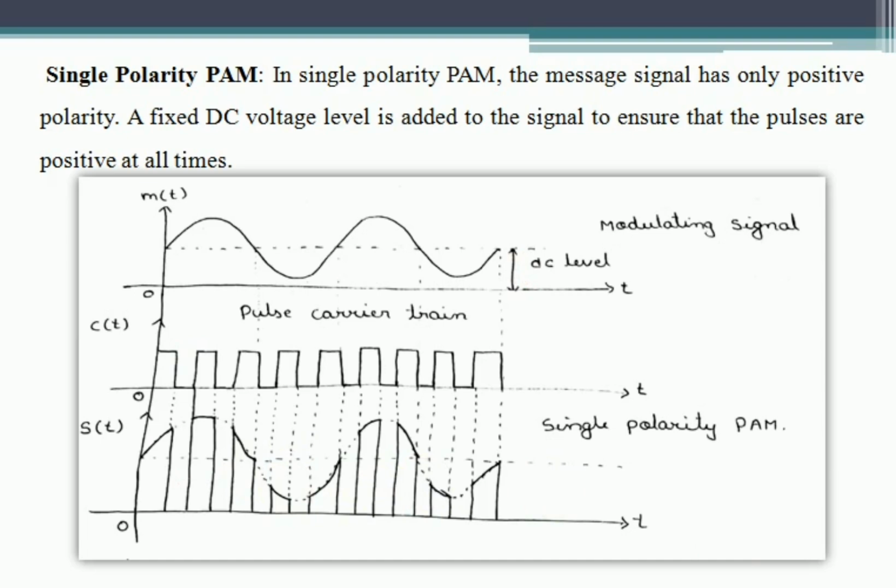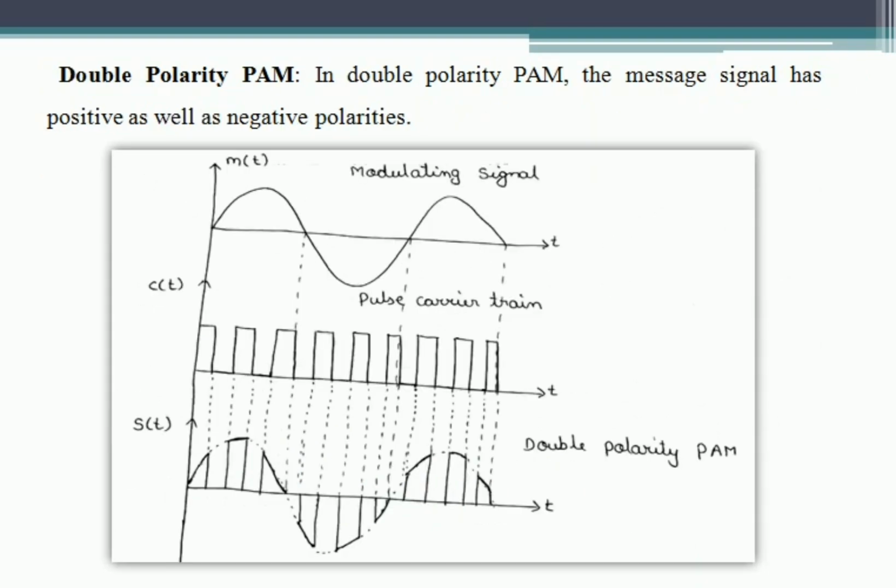Now next to see the concept, that is double polarity PAM.